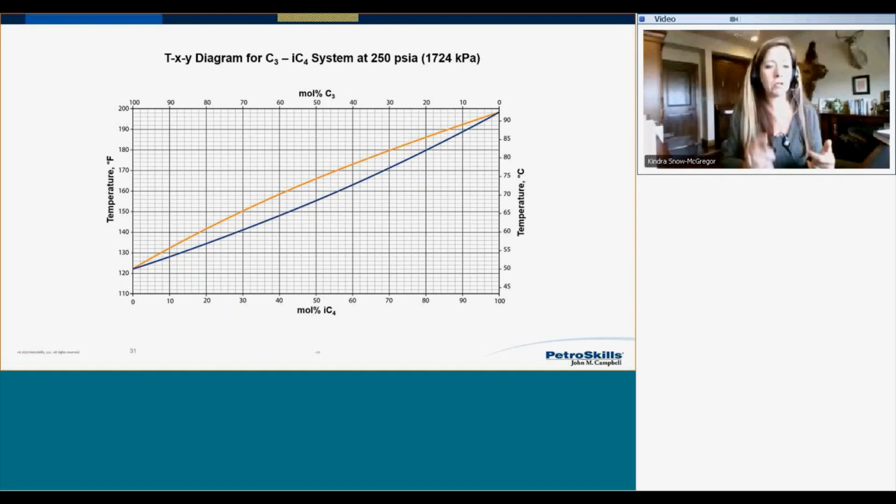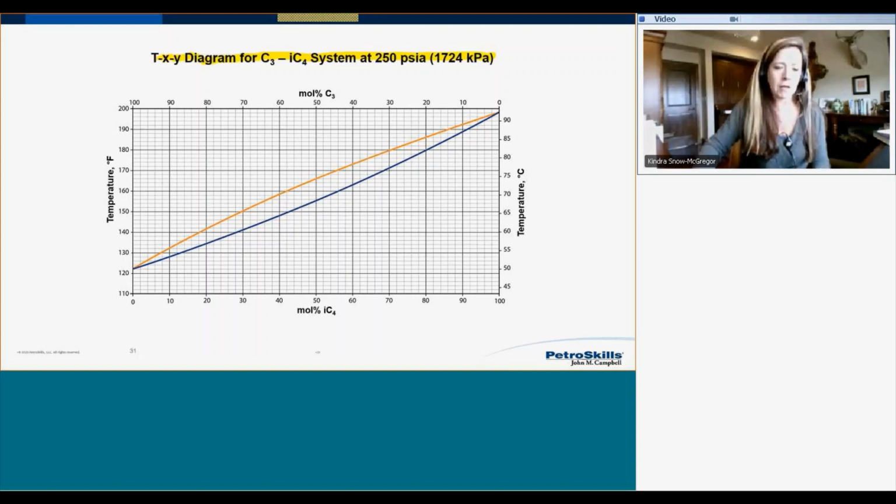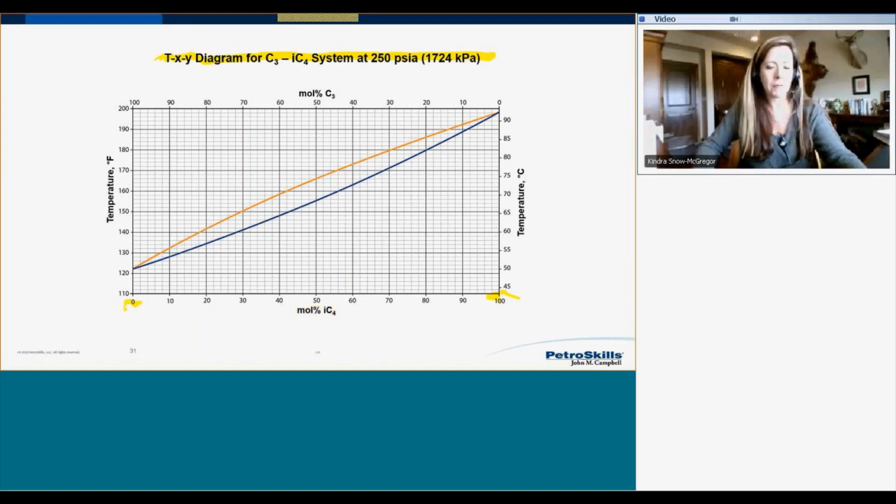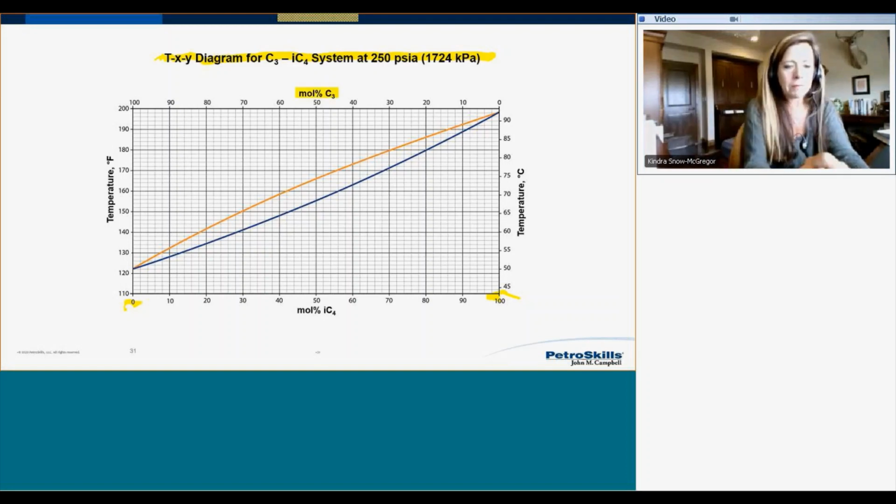All right, and so let's now take a look at how does this physically work. And I'm going to do this from the context of the TXY diagram for a propane isobutane system. And this is at 250 psi. That's a very common operating pressure for a depropanizer. And so notice what I'm showing on this figure here is I have isobutane from 0 to 100% on the x-axis. And then conversely on the y-axis, I have propane from 0 to 100%, right?